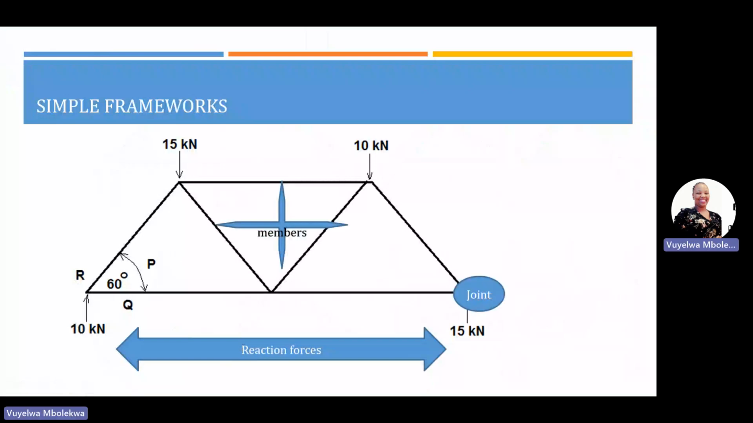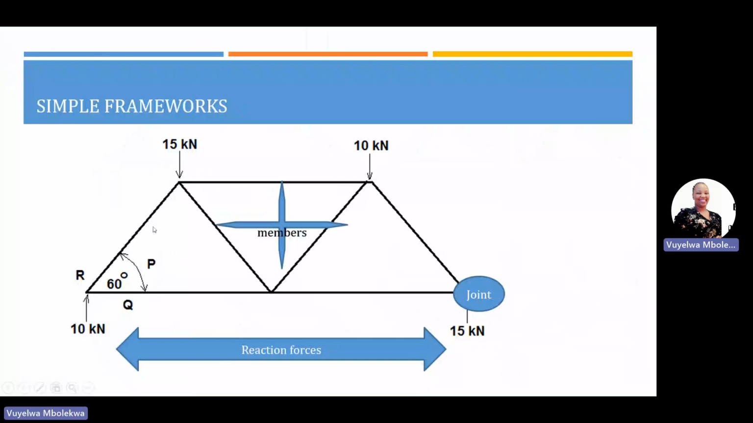Okay. So when we say a joint, we're talking about a point. For instance, that will be a joint. This is a joint. This is a joint. So for the N3 syllabus, we are limited to a joint with 3 forces. For instance, this joint has got 1, 2, 3, so we could work with it. This joint has got 1, 2, 3, 4, so we cannot work with it at N3.